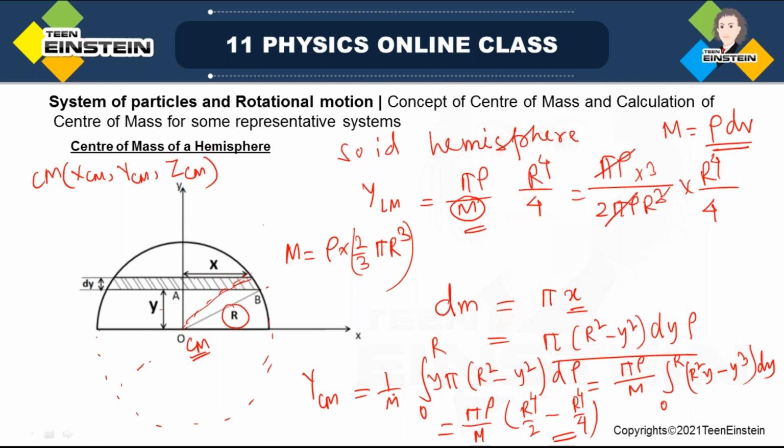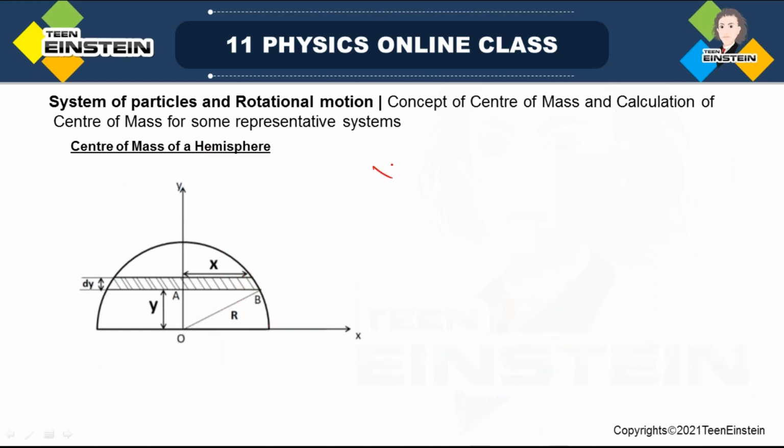So pi rho cancels, and r cube cancels with r to the power 4, leaving r. Here you have 3 also. So look what you get: 3R by 8. So what is the ycm coordinate? Then I'll clean everything and write what we have got by doing all this.